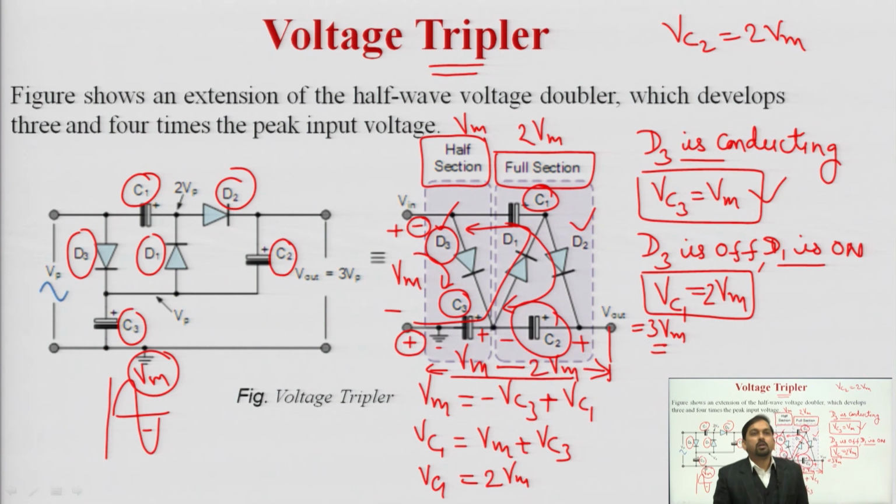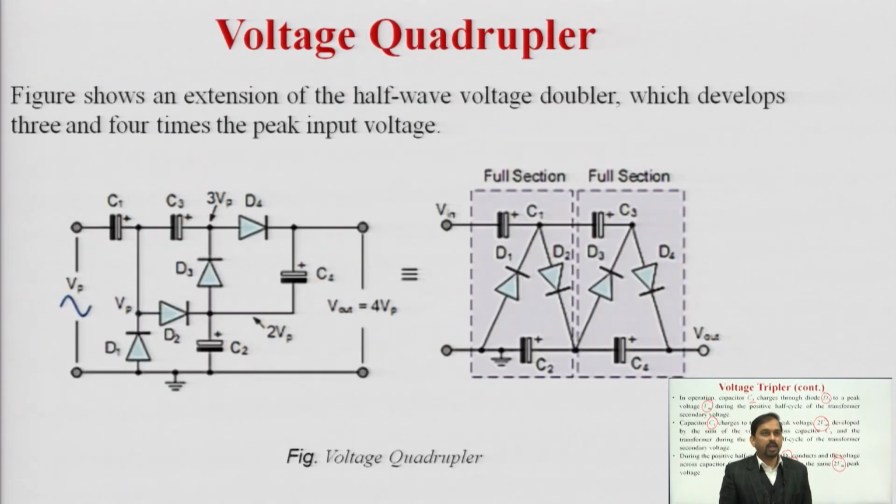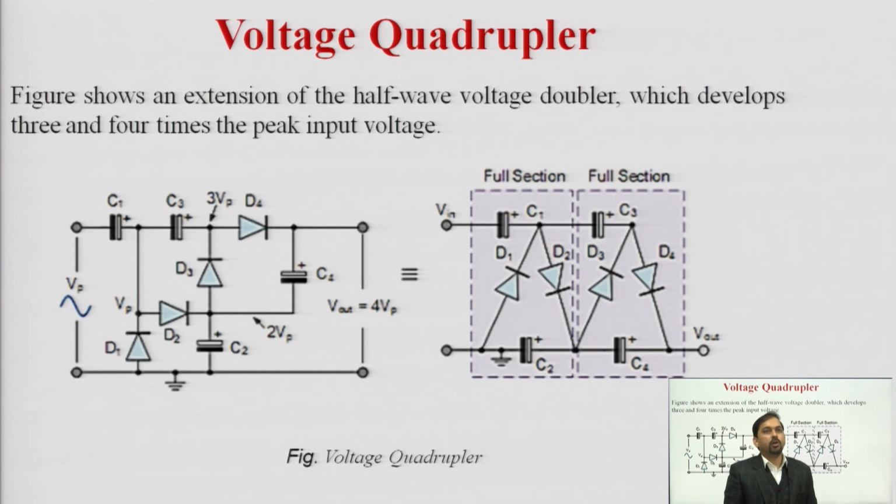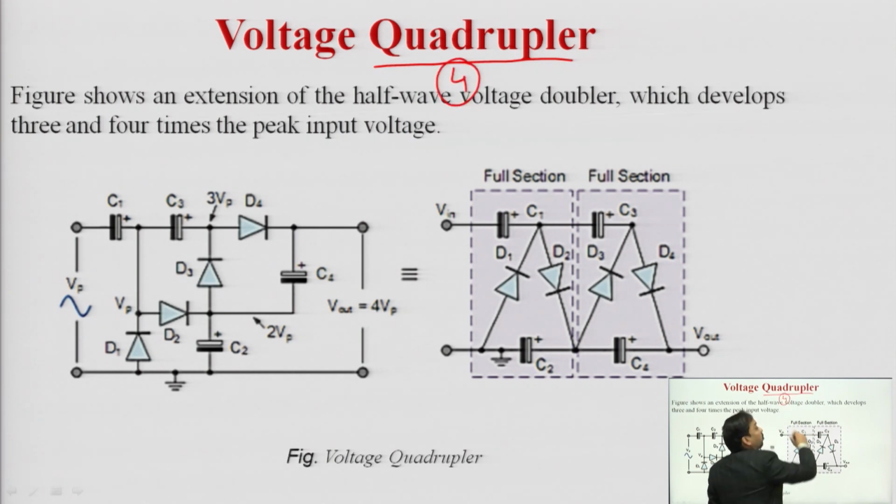If we want that output to be 5 times, we need 2 full sections and 1 half section. Next, we have the voltage quadrupler. As the name suggests, quadrupler means 4 times. So, if we want the output to be 4 times the peak rectified input voltage, then we need 4 capacitors and 4 diodes.